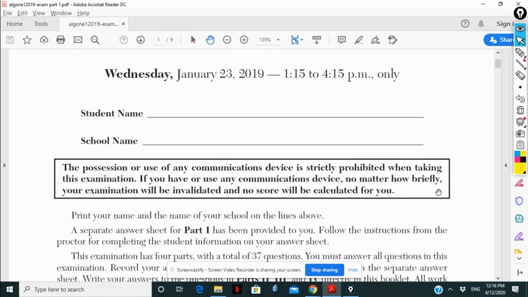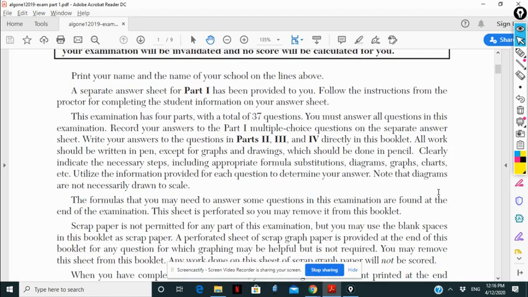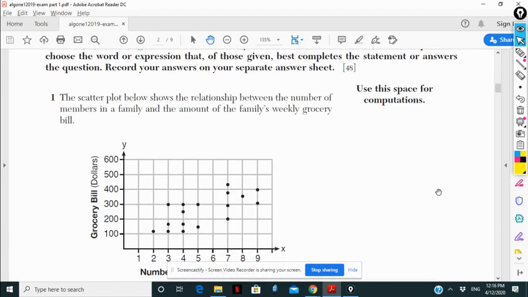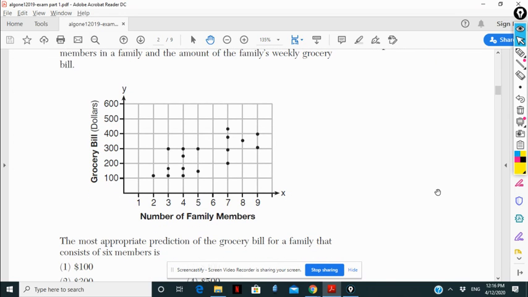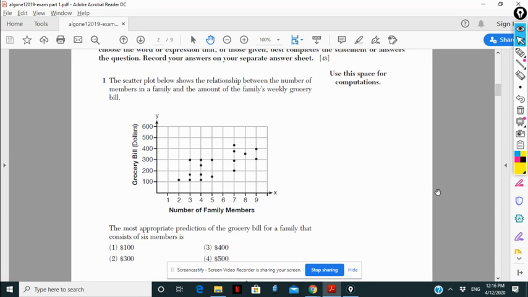Today we're going to start answering the questions for January 2019 Algebra 1 Regents. So the first part is multiple choice questions. It starts with the scatter plot. The question is, the scatter plot below shows the relationship between the number of members in a family and the amount of the family's weekly grocery bill.